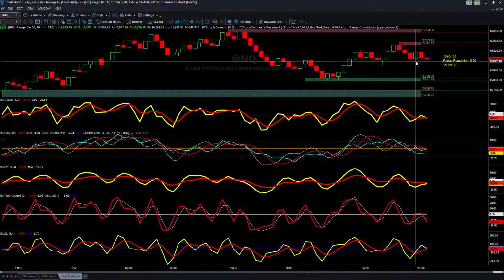There we go. Sideways trading right there. Look at that. Boom. That is called chop right there. Chop, chop, chop.